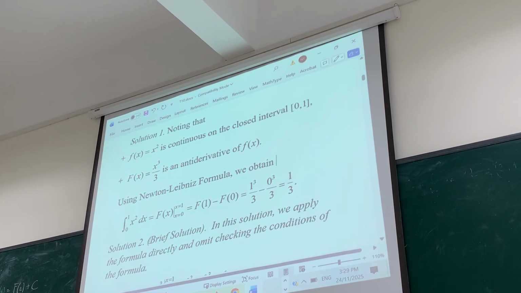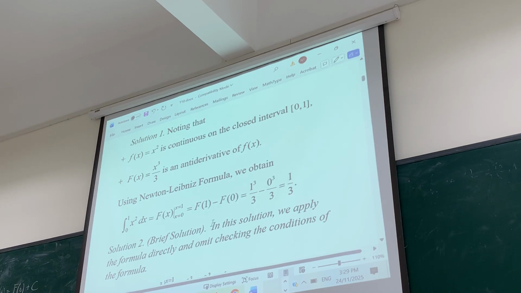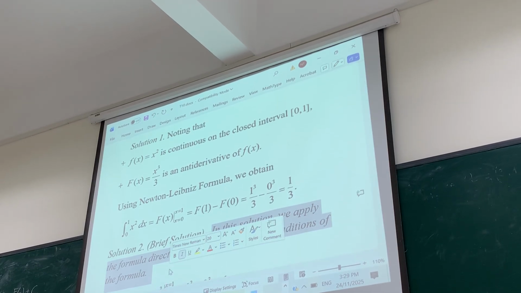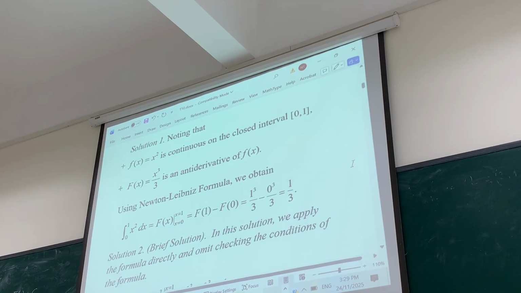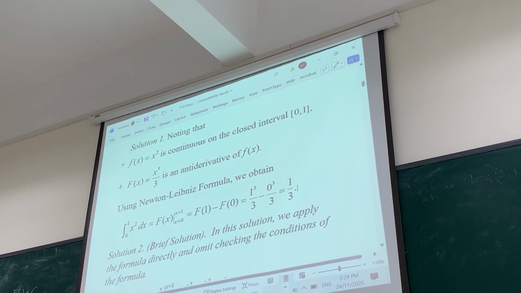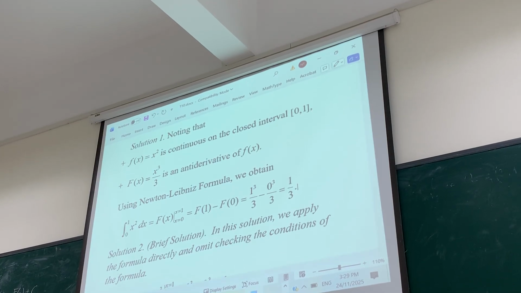Brief solution. In this solution, we apply the formula directly and ignore checking the condition. Brief solution: lời giải ngắn gọn. Khi các bạn làm, các bạn có thể bỏ qua phần kiểm tra điều kiện.